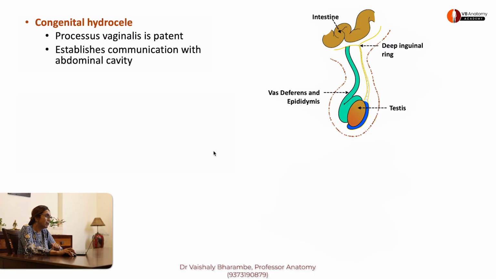Now let's talk about a condition where the processus never got obliterated. There is a continuity with the abdominal cavity. So what happens? See, here's the continuity. When the patient stands up, he may say that by the end of the day, the hydrocele has increased in size. When I lie down in the morning, the hydrocele is reduced. So this hydrocele can change its size. Why? Because of continuity with the abdominal cavity.